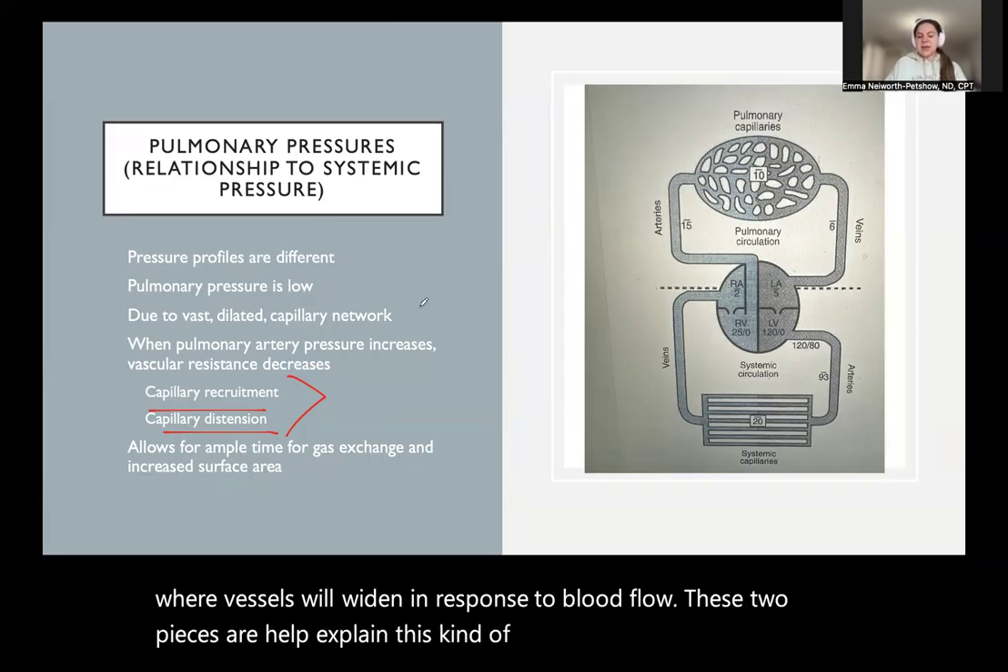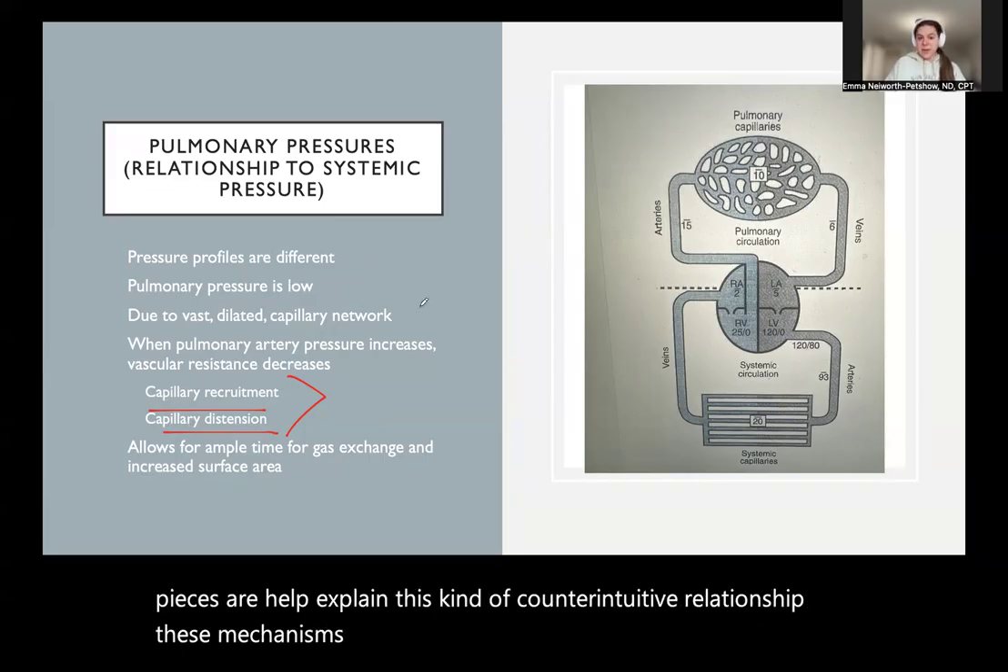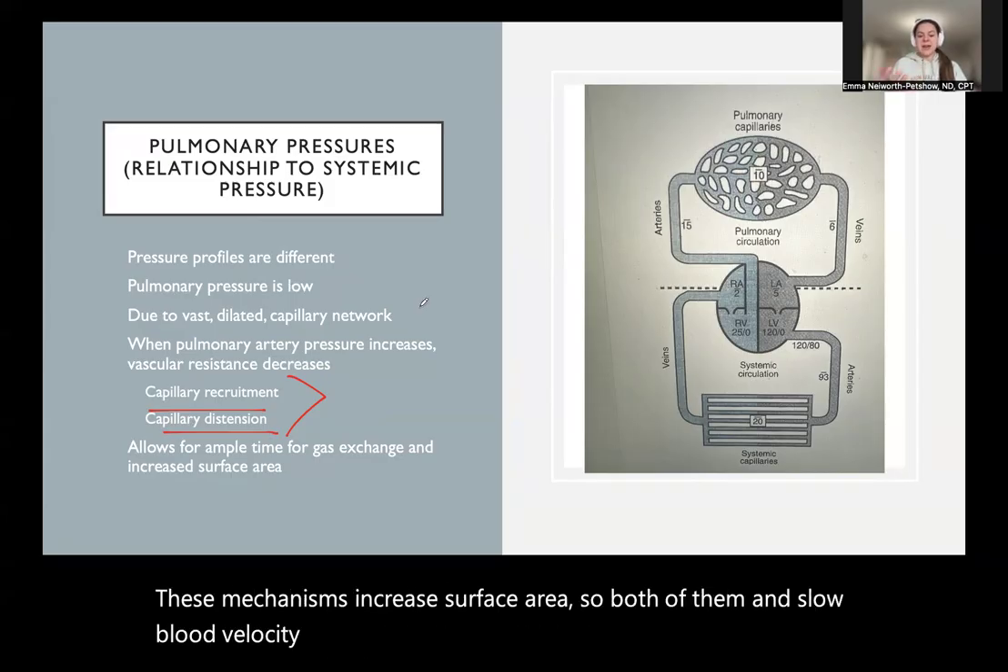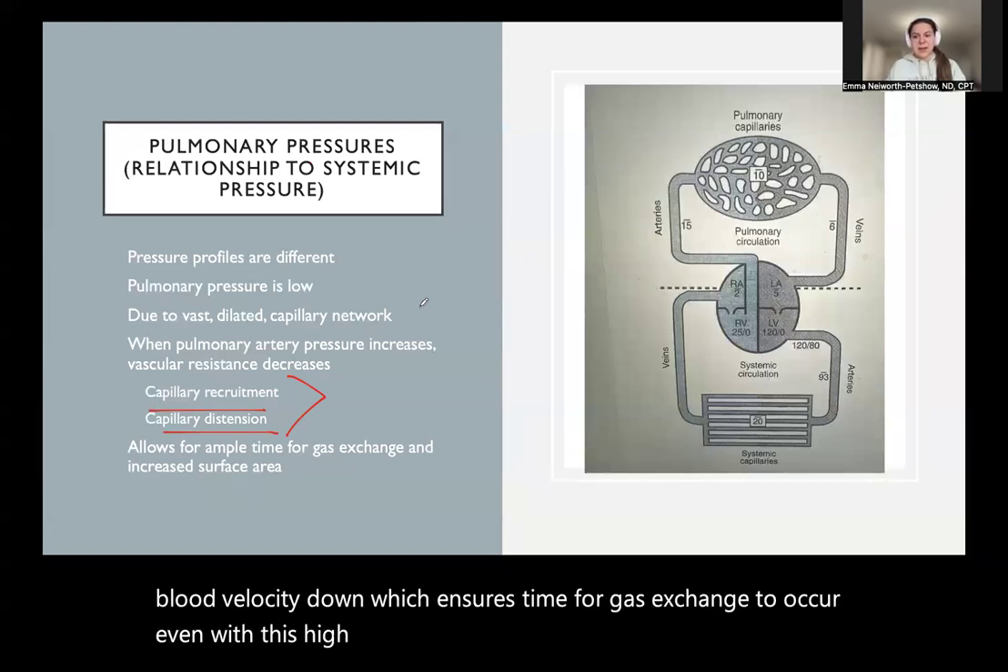These mechanisms increase surface area, both of them, and slow blood velocity down, which ensures time for gas exchange to occur, even with this high flow state, such as even in exercise.